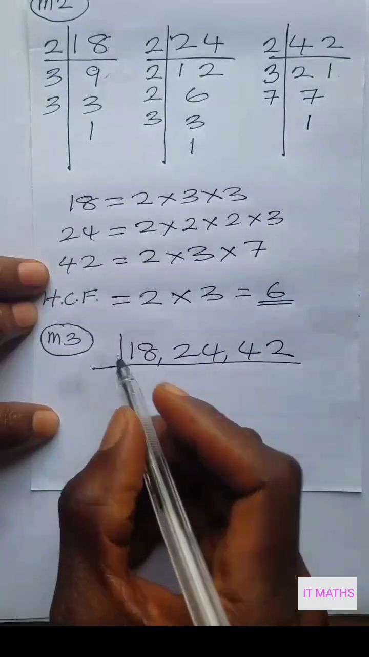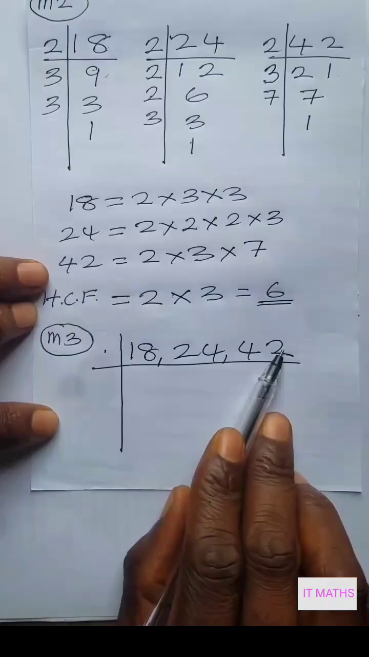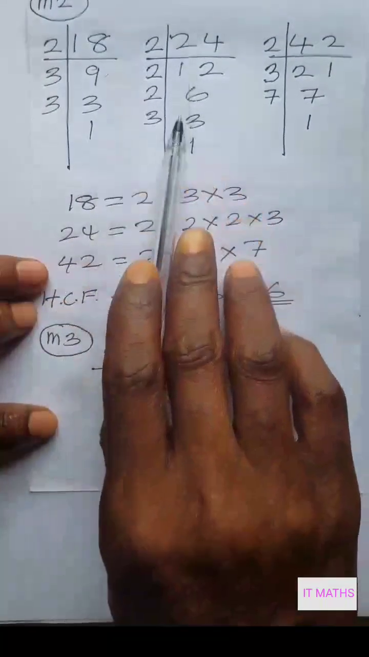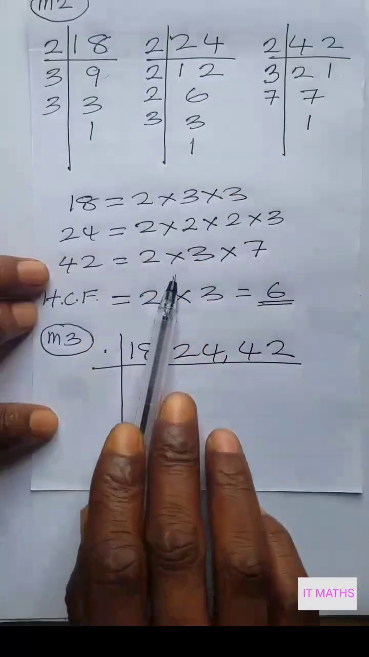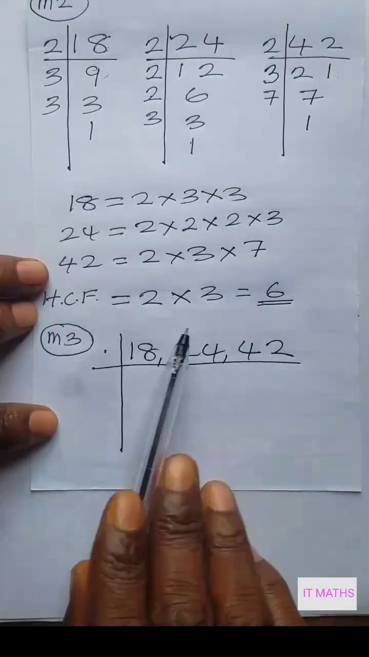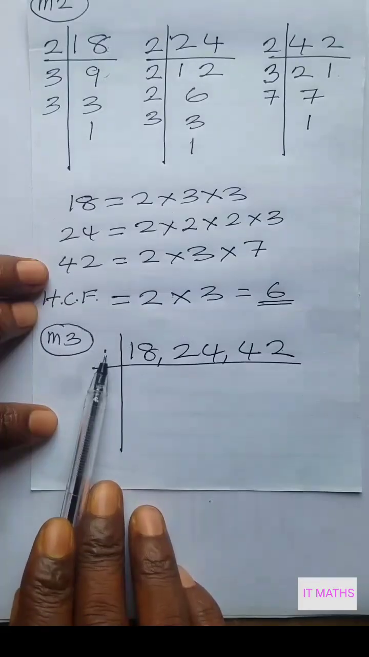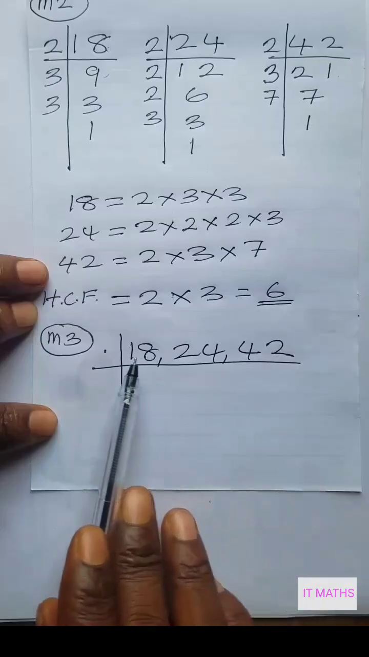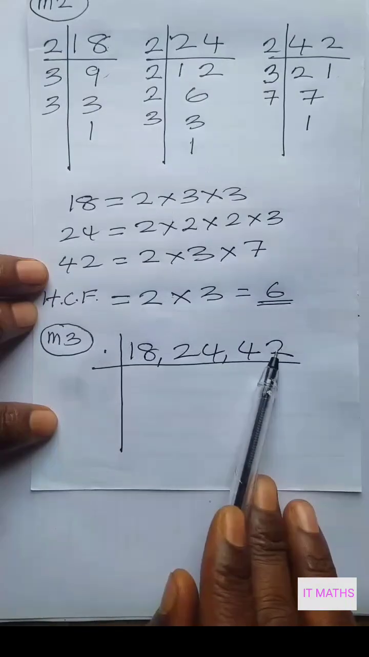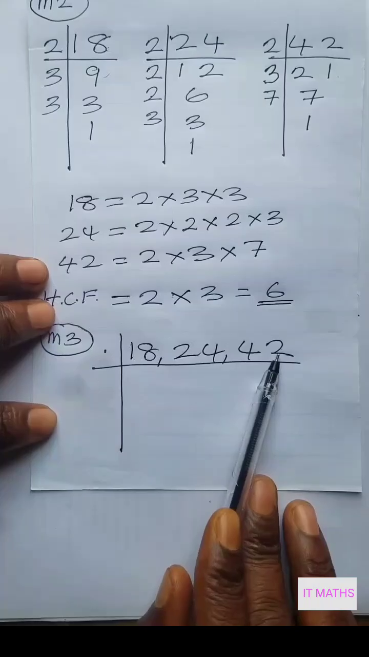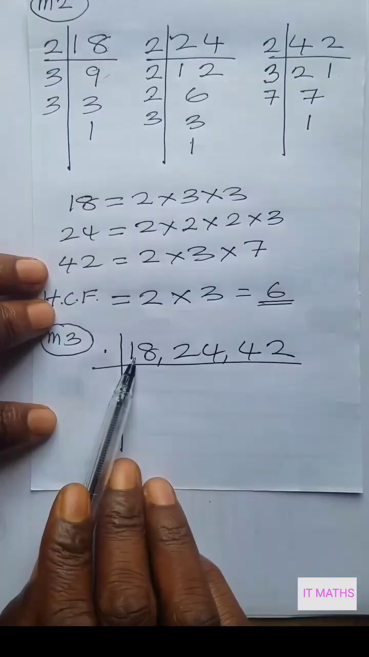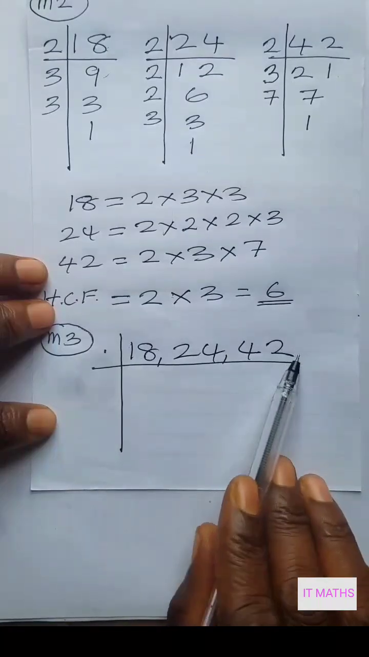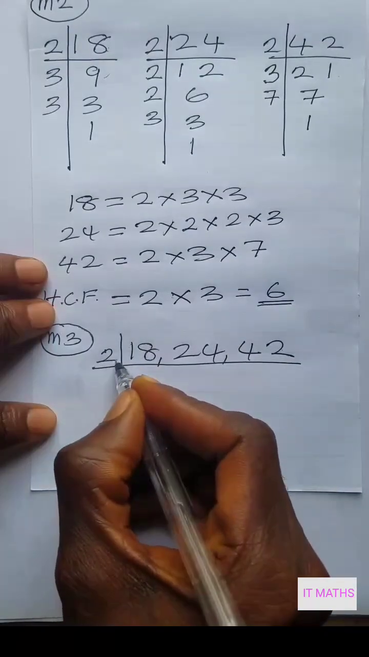And then we only pick common factors. Remember method 2, you pick any prime factor and then sit down to find out the ones that are common. But right here, we are going to pick a prime factor that is common here, and common here. If a factor is not common here and here and here, we are not picking it. So let's begin. Is 2 common to 18, 24, and 42? Yes. All of them are even numbers, so 2 can divide all of them.